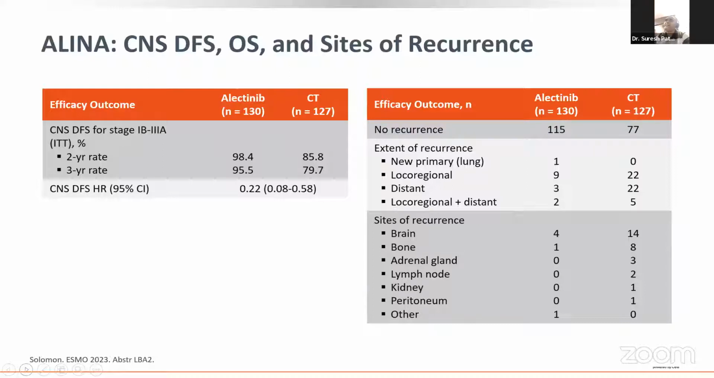When we look at the sites of recurrence, you can clearly see that the incidence of brain metastasis recurrence was higher in the chemotherapy arm as compared to the TKI arm. In the chemotherapy arm, it was almost 3 times higher, as compared to only 4 cases of brain metastasis reported in the alectinib arm. Also, when we look at the other sites of recurrence, they were much fewer in the TKI arm as compared to the chemotherapy arm. Next slide, please.